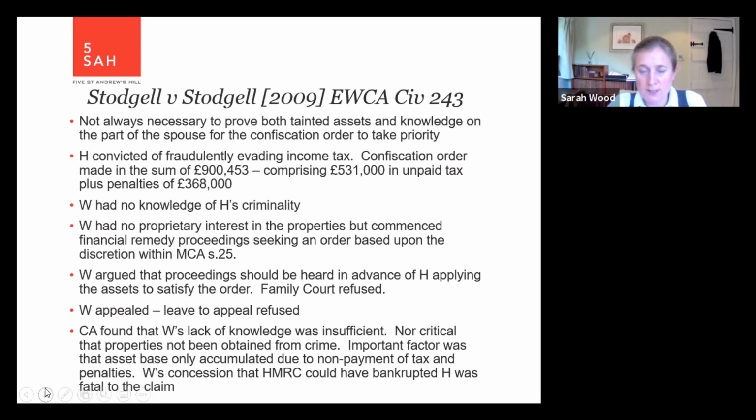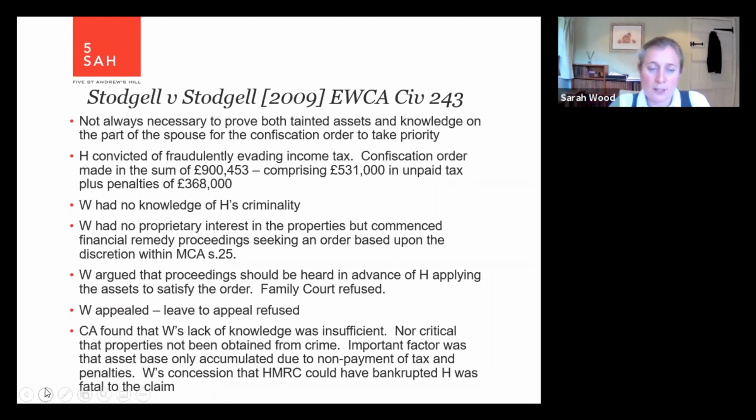Within the family proceedings, the wife argued that those proceedings should be heard in advance of the husband applying the assets, having in mind, of course, they are in his sole name, before he had used those assets to satisfy the order. So effectively, she wanted her application to be heard first, before the husband had the opportunity to comply with the confiscation order. Now, the family court refused that application on behalf of the wife. The wife appealed, and leave to appeal was refused.